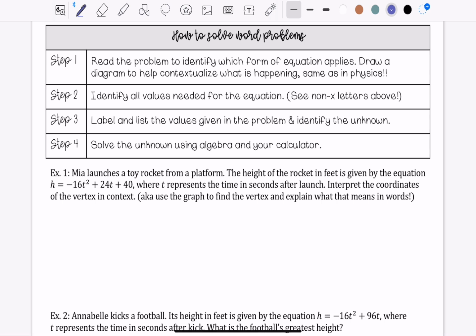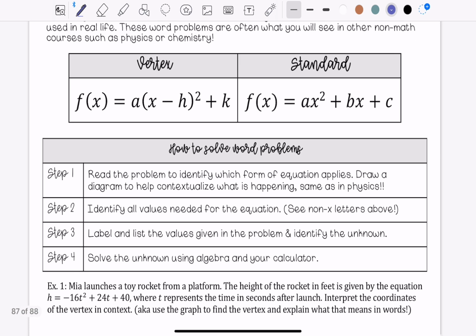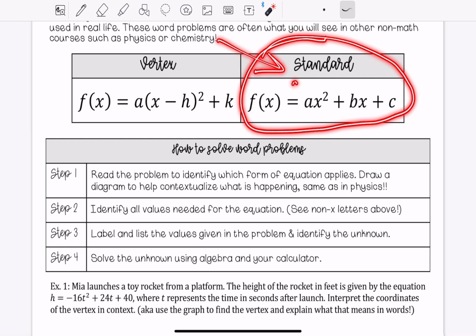And I'm going to have you just draw or practice drawing a diagram for each question because I think that will help us in the long run as well as in your physics class. So up here at the top it says, now that we have covered how to solve quadratic equations as well as how to graph them, we're going to look at how these equations can be used in real life. These word problems are often seen in your other non-math courses such as physics or chemistry. And I believe you guys used this one with physics, like making this equation.